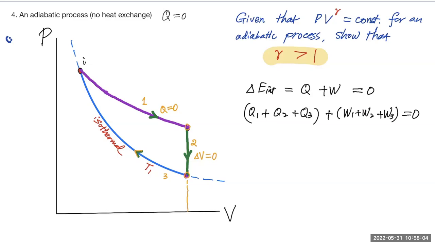Q1 is 0. How do we know that? Because it's an adiabatic process. So Q1 equals 0. What about Q2? Q2 is the heat absorbed by the gas as it goes from this point to that point. Remember, this is an isometric process. No work is done. So does the gas absorb heat or receive heat?